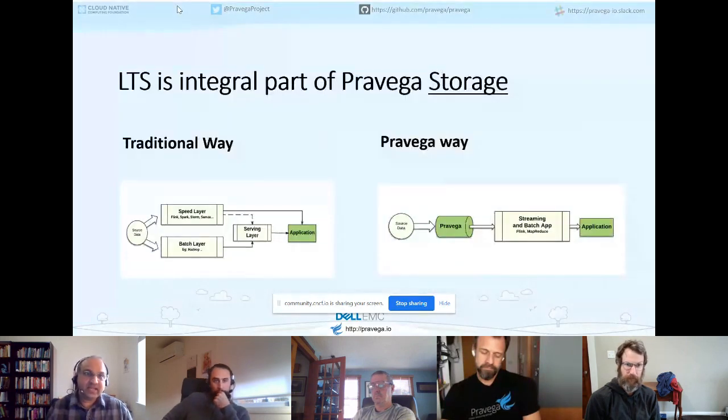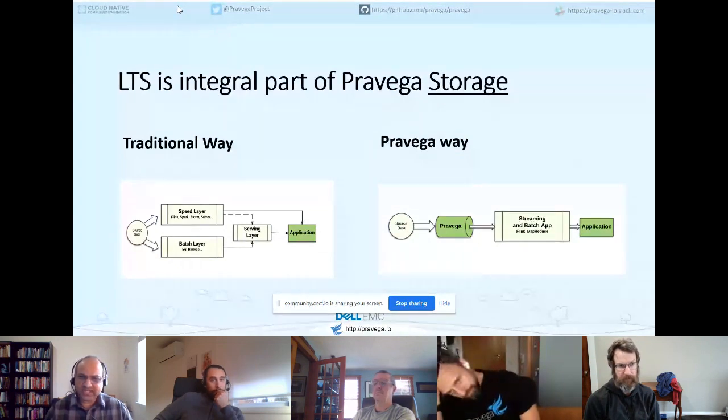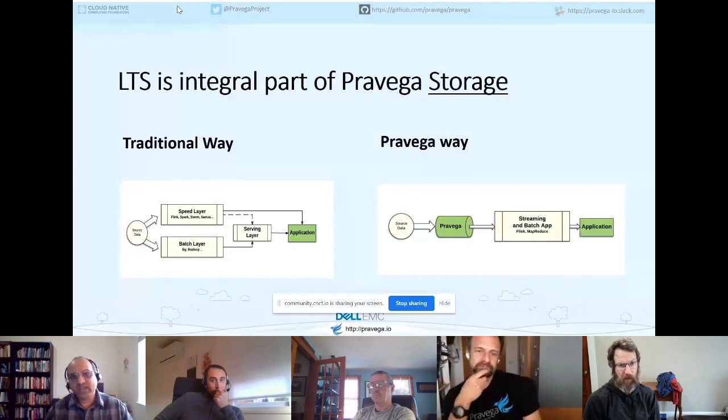Like I said, LTS, that is long-term storage, is an integral part of Pravega storage. Traditionally, we used to do what was called Lambda Architecture. The events were ingested in two separate systems. There was a speed layer, there was a batch layer, there was a duplication of effort and whatnot. The right way, or I would say the Pravega way, is you ingest the data once and you have a streaming platform which allows us to read real-time streaming data as well as serves the data for batch.